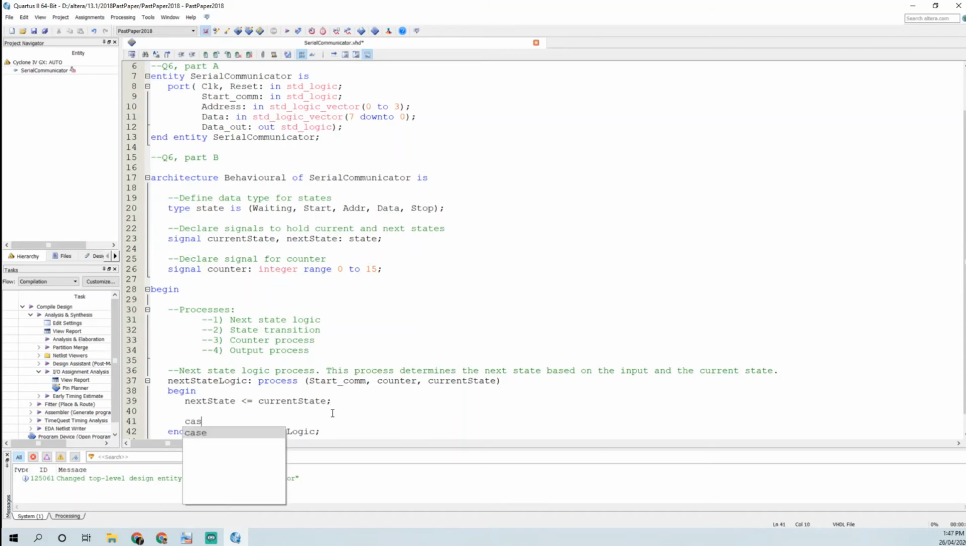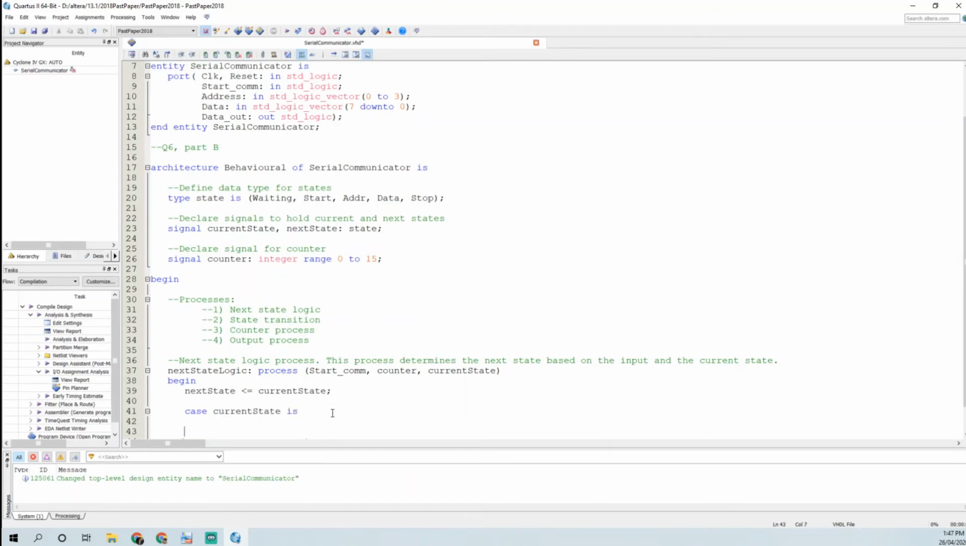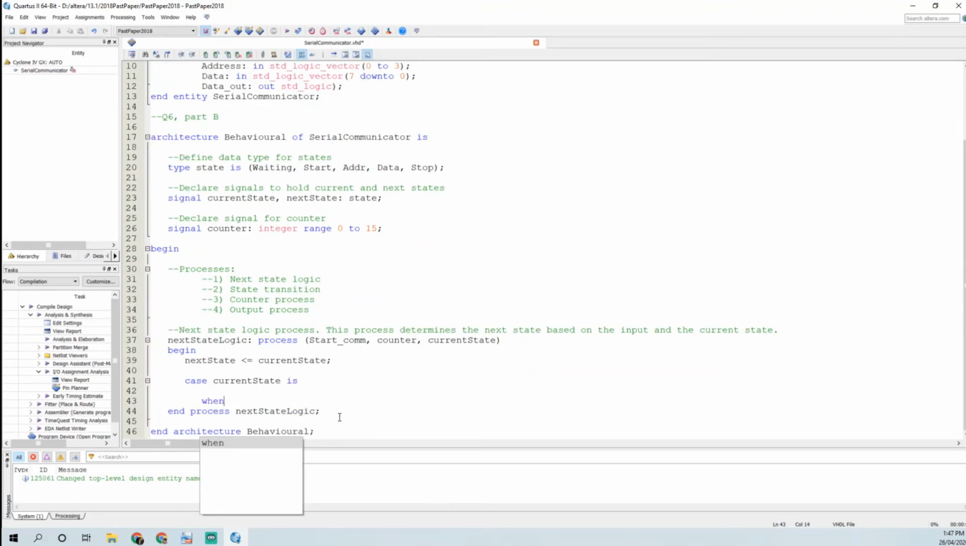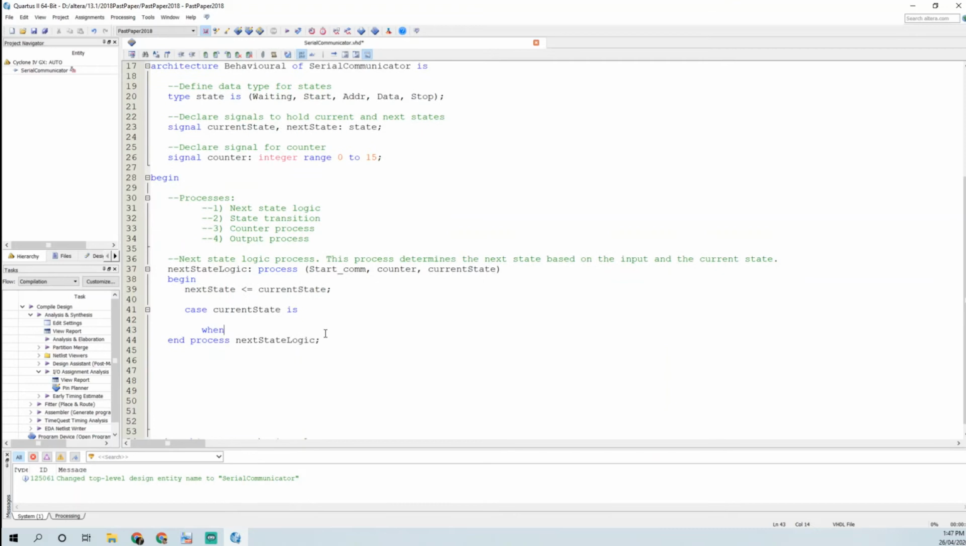The next thing we want to have is our case when statement. So in the case of when the current state is, then we're going to have a bunch of whens here. Okay, so when my current state is in the waiting state, what do we want to do? We want to look to see if startcom is equal to 1.